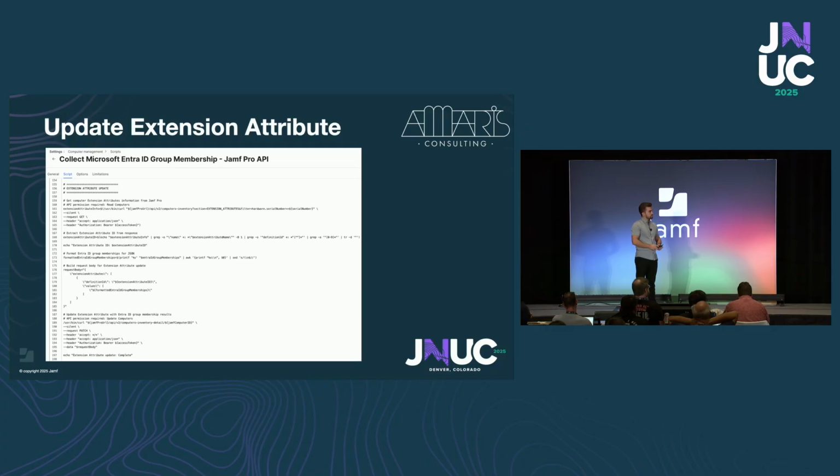The section after we have retrieved all the group membership is to update the extension attribute value. Basically, it's just an API call that's going to update the extension attribute and show the different groups and whether my user is a member of them or not.